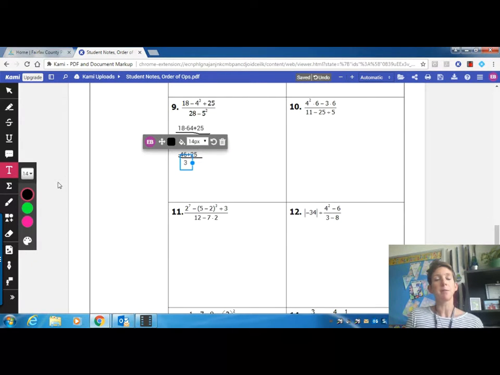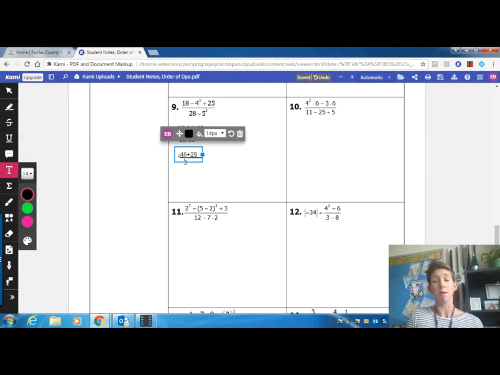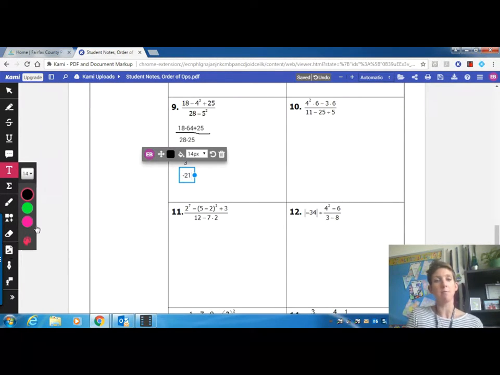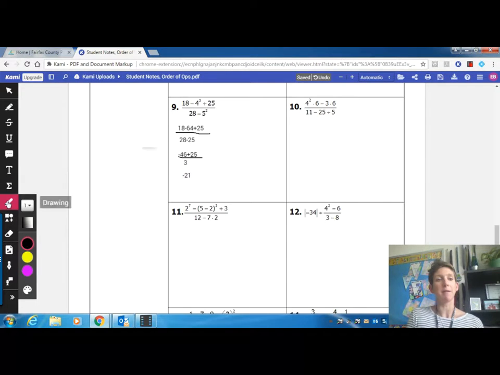So we can further simplify that. We can do the numerator some more. We have to add still. So negative 46 plus 25 would give me negative 21. I'm going to make my fraction bar, and negative 21, and on the bottom, we will have 3.